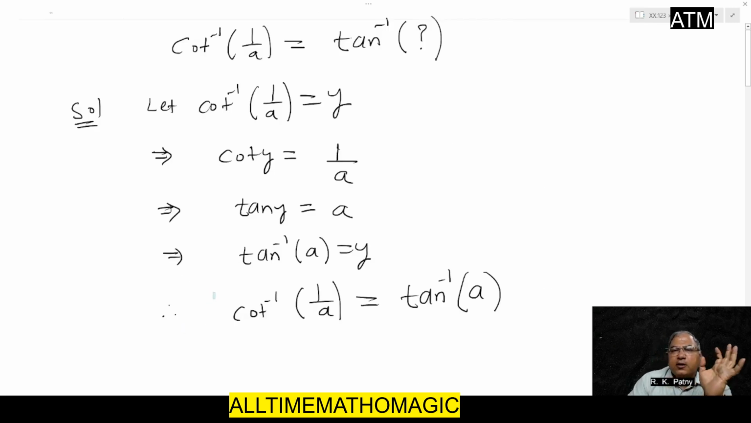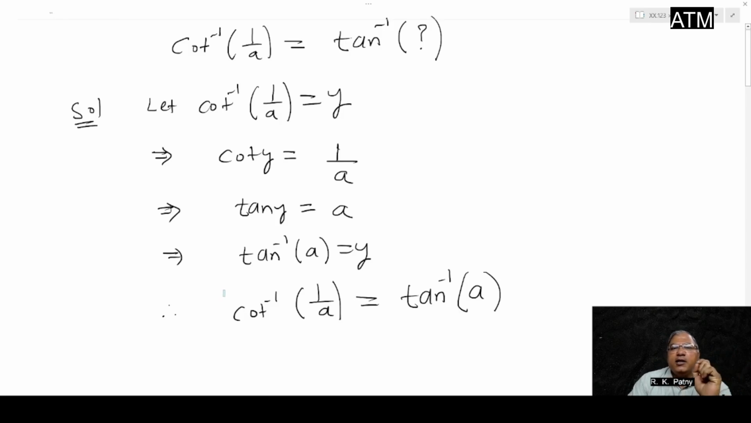Here, I want to revise one trigonometry formula, that is cot inverse (1 upon a) equals how much of the tan inverse a. So, cot inverse of (1 upon a) equals tan inverse of a. This is the relationship between the cot inverse and the tan inverse. The next question of derivative depends upon this relationship. So let's do the next question.